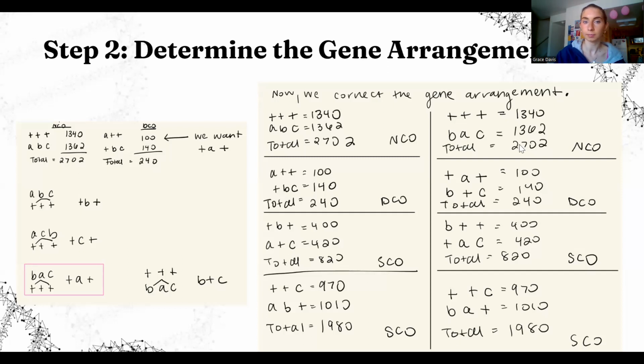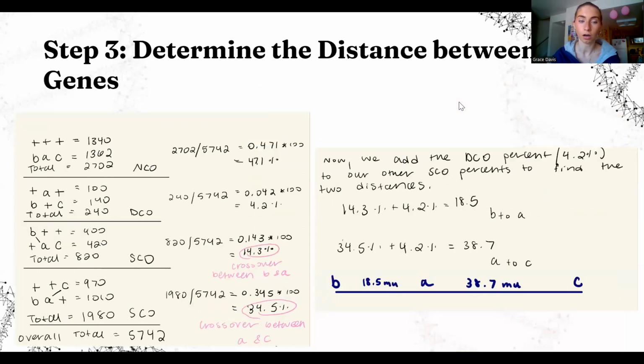And then the next step is to determine the distance between the genes. And to do this, you'll need all of the total values for each group, and you'll also need the overall total to do this. And essentially, you will divide the group values by the total values, and then multiply that by 100 to get the percents for each group.